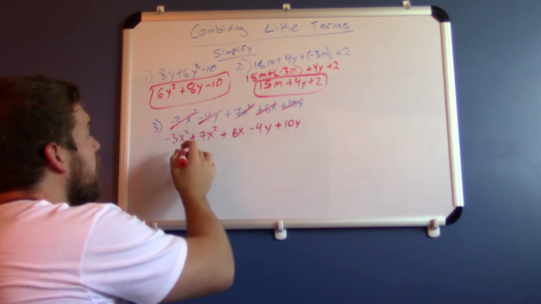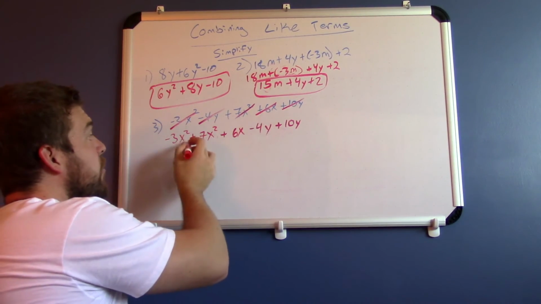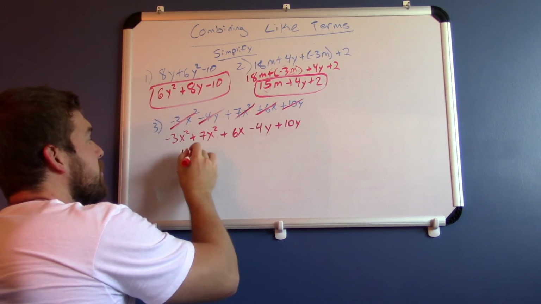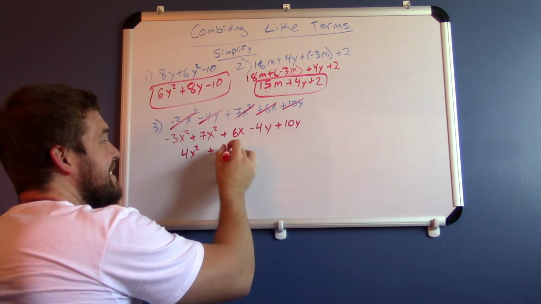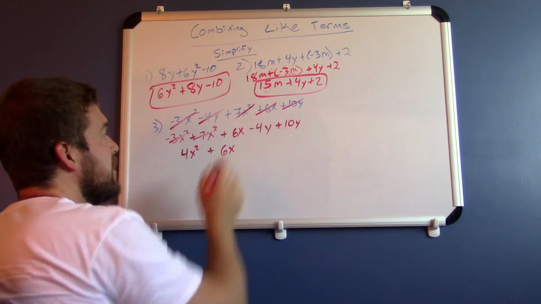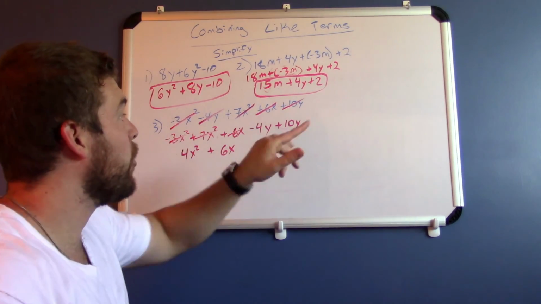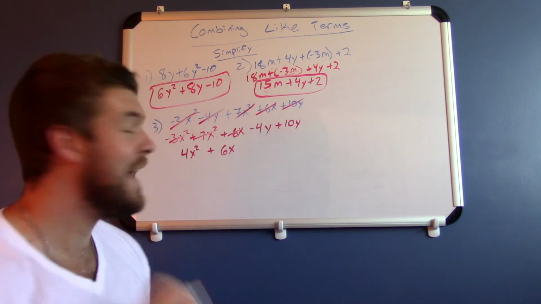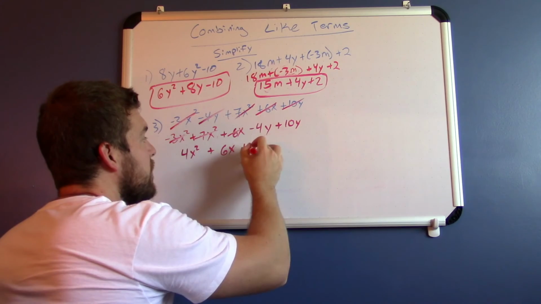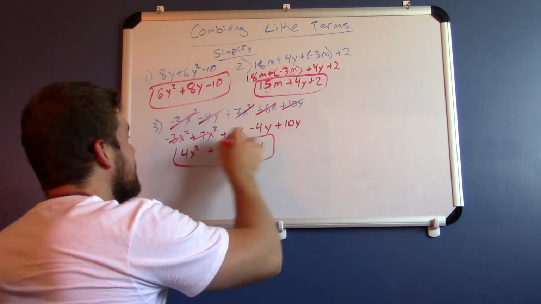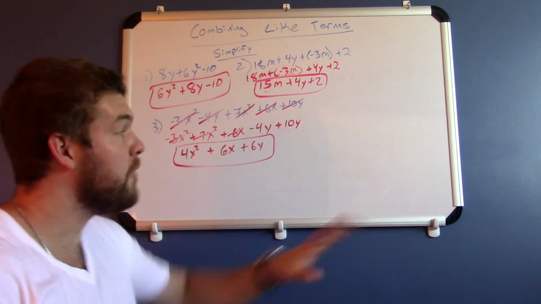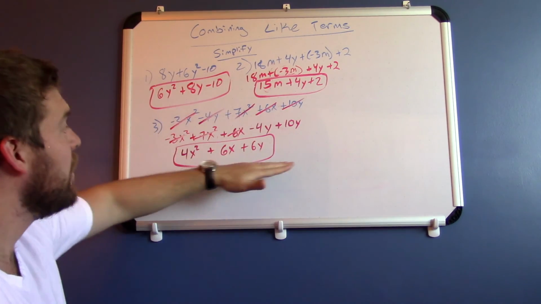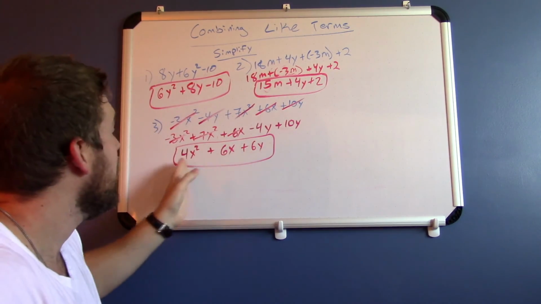Okay, so now let's combine our like terms. Negative 3x squared plus 7x squared is 4x squared, plus 6x by itself. Okay, we've finished those. Now we have negative 4y plus 10y, which comes out to be 6y. And now I'm actually complete. I finished this problem. We have all this messy work up here, and now it came down to a simplified expression with 3 parts to it.